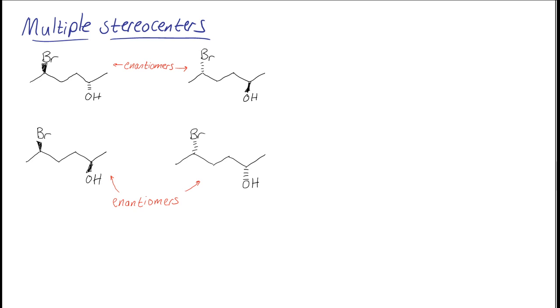But now we need a new word to describe the relationship of the bottom two to one of the top ones. So what are these molecules to each other here? Yeah, these are diastereomers.